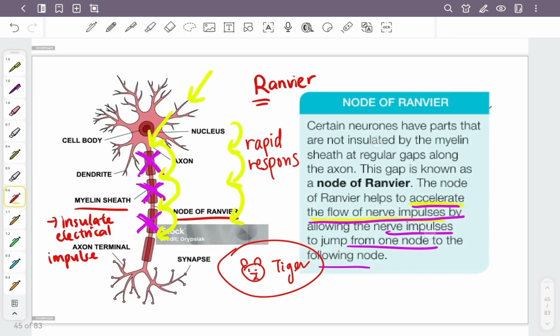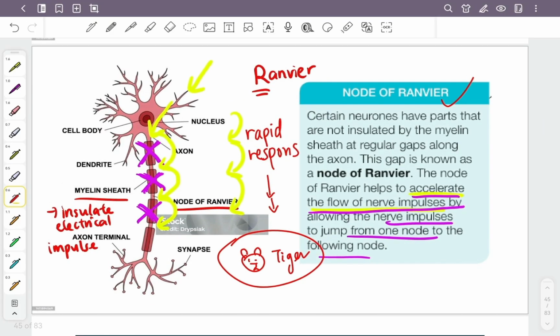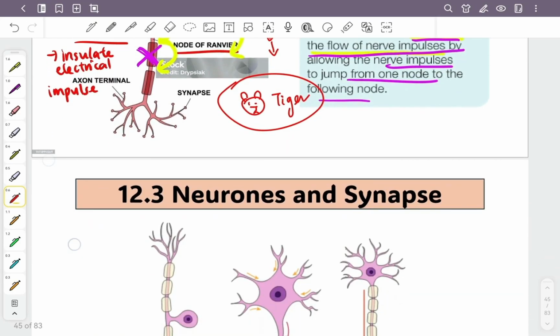So if your nerve impulses are slow to reach your legs, what will happen? Then you will be in danger, right? So that's why there is some adaptation here. The knot of Ranvier enables the faster transmission of nerve impulses along the axon.